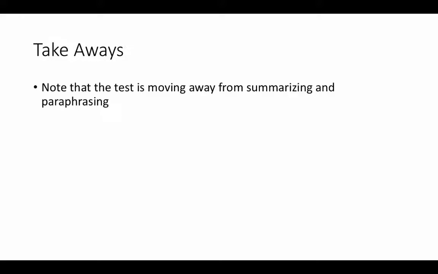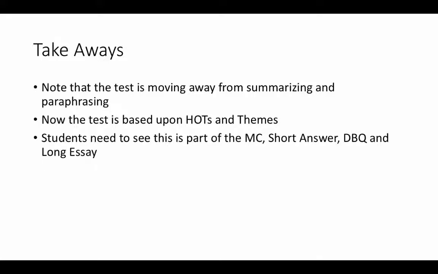So, some takeaways for these thinking skills. First of all, note that the test is moving away from summary and paraphrasing. Now the test is based on what we call the HOTS, the higher order thinking skills or historical thinking skills, and the themes. Students are going to see this in all parts of the test. So whether it's the multiple choice, short answer, DBQ, or long essay, it's going to be based upon the HOTS and the themes. And the test now is really about analyzing and what I call decoding, meaning taking a look at the context and using the context as a way to really be able to break things down and see how it influences the purpose of what these documents are asking, the purpose of what the multiple choice questions are asking.